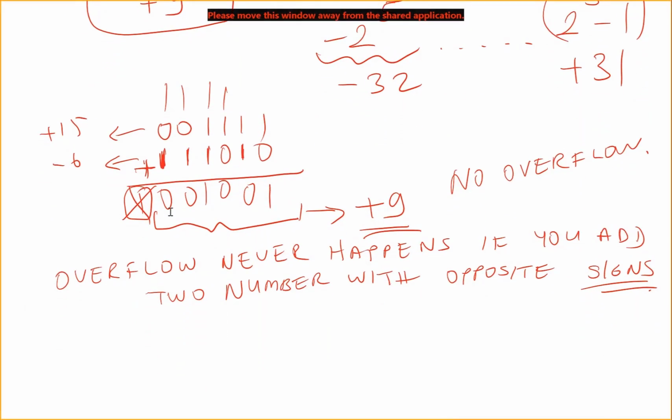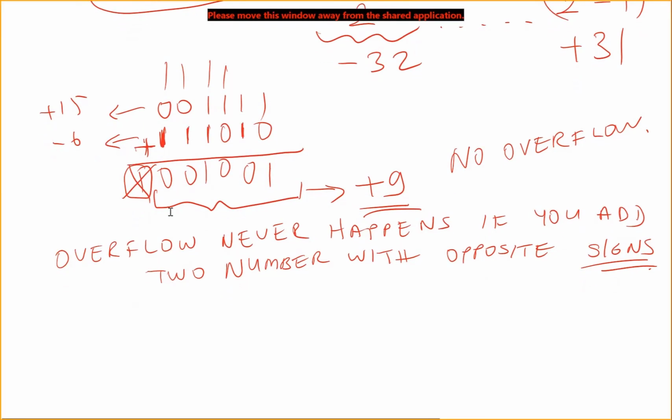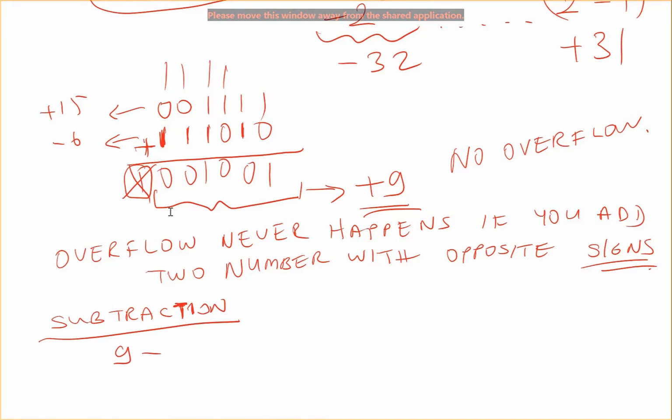Right, we can also do some subtraction, right? Let's do some subtraction with 2's complement. So let's say I will be doing 9 minus 6, right? So then I can say this is plus 9 plus minus 6, right?